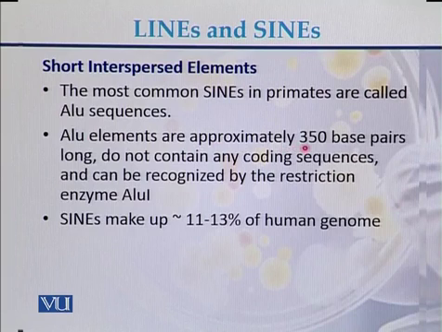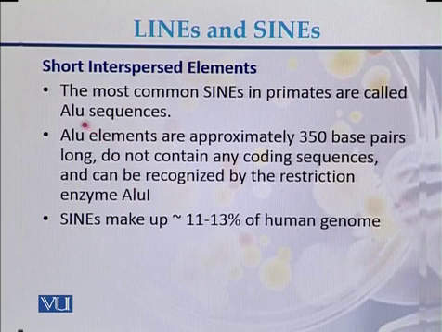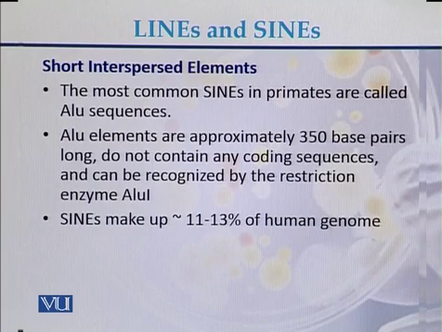Alu elements are approximately 300 base pairs in size, do not contain any coding sequence, and can be recognized by the restriction enzyme AluI. That is the reason they are identified and recognized by the AluI enzyme, so they are called Alu sequences. Alu sequences are the most common type of SINEs. SINEs make up 11 to 13% of the human genome.